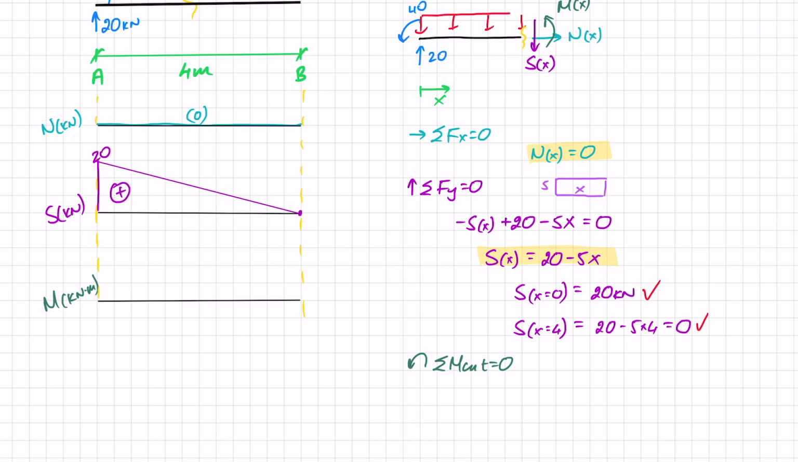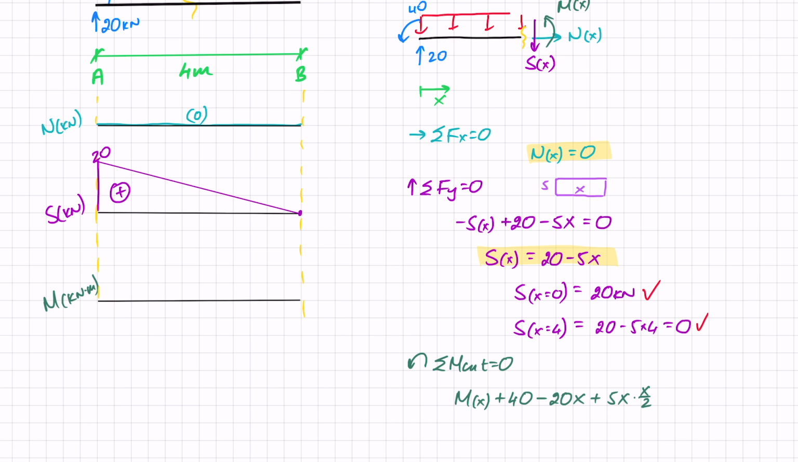So what do I have at the cut? I've got that moment, mx, right? That's the internal moment at the cut. I've got a positive moment of 40 from the reaction. I've then got that reaction force of 20, creating a negative moment at the cut times the distance of x. And I've also got the UDL contributing a positive moment. 5x, as we said, gives me the force, and x over 2 gives me the distance.